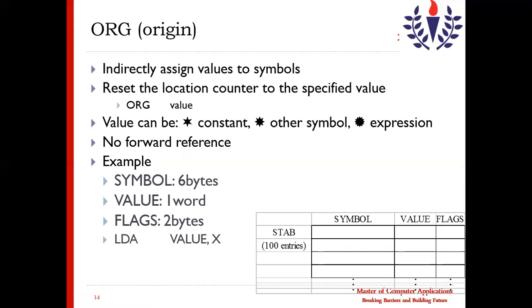So ORG indirectly assigns values to symbols, like resetting the location counter to a specified value. If I want to reset my location counter, I will set a new address using ORG, which means from there my location counter will now start. With ORG also, I can give a constant, a symbol, or an expression. And here also there is no forward reference because the values are given directly. In the next lecture, we will discuss an example of ORG. Thank you for listening.